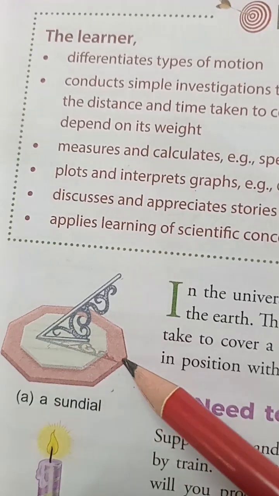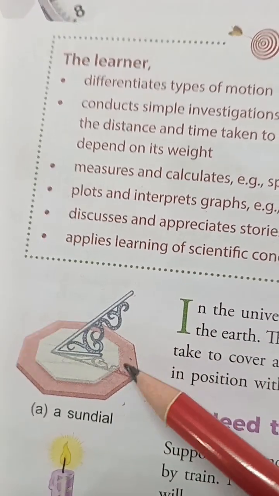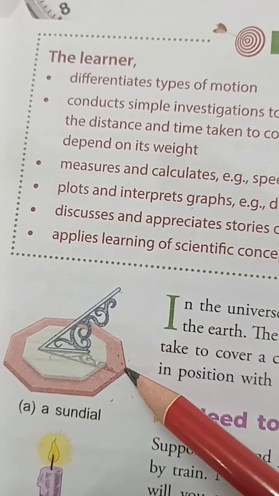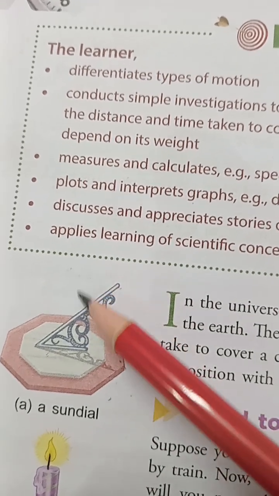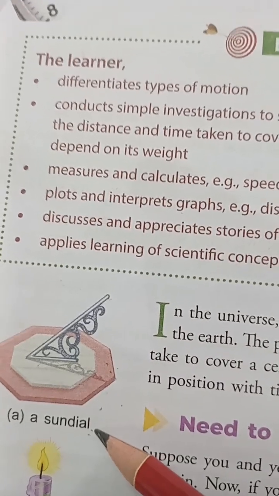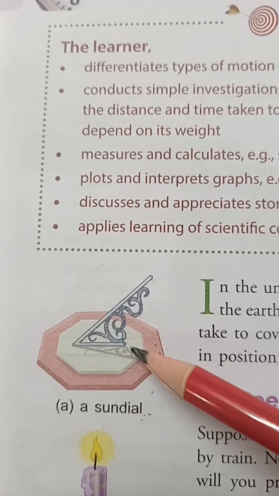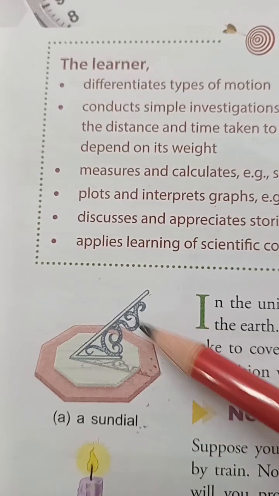Are you able to see the shadow? So there is an upright structure that casts a shadow on the disc. The length of this shadow depends on the position of the sun, the source of light. So by measuring the length of the shadow, time can be measured. So this is a sundial.